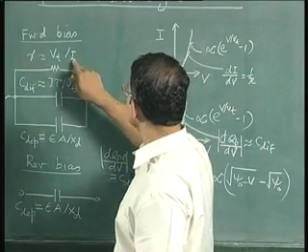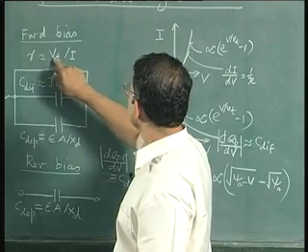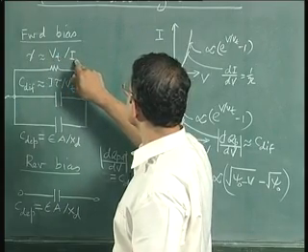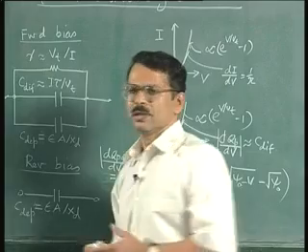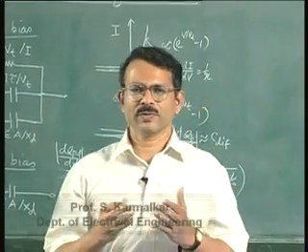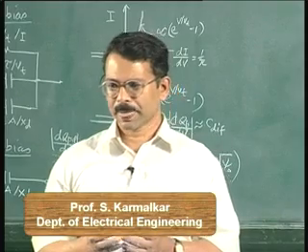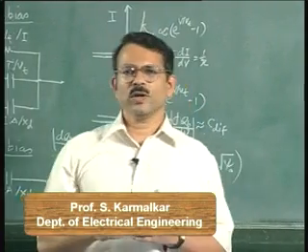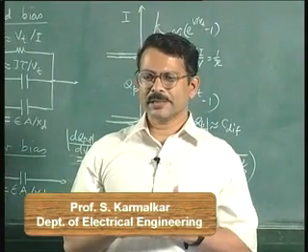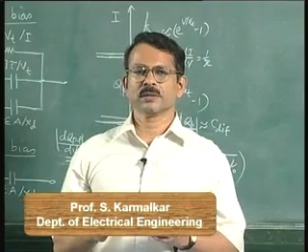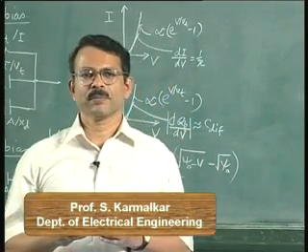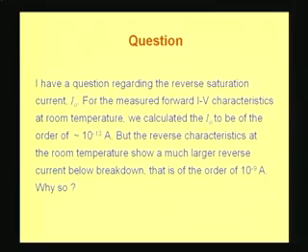So for 10 milliamps current, 26 millivolts by 10 milliamps, that is about 2.6 ohms. So that is the kind of small signal resistance that you get for the diode. Now before summarizing our discussion on the PN junction, if there are any questions, I would like to take them.